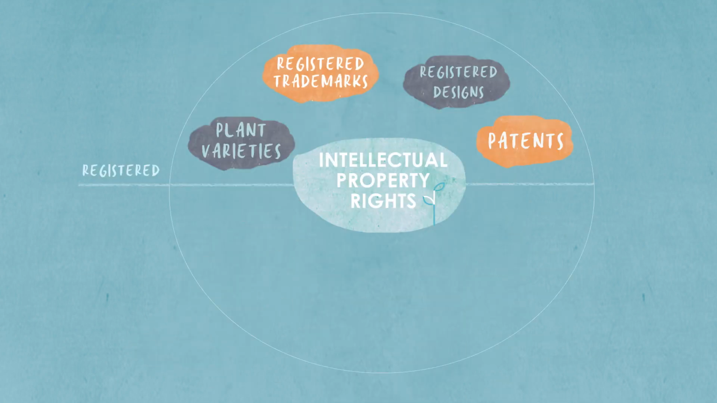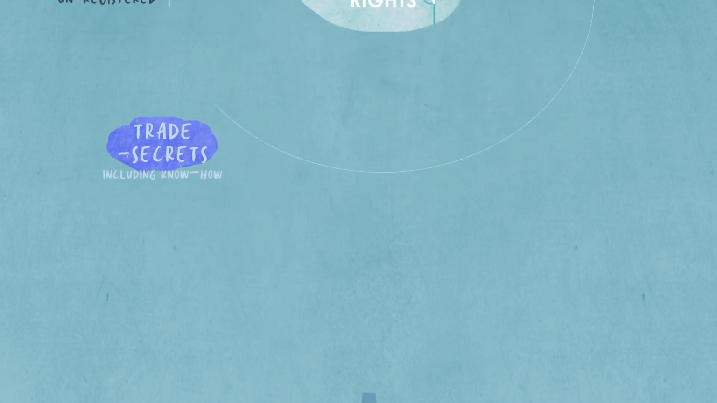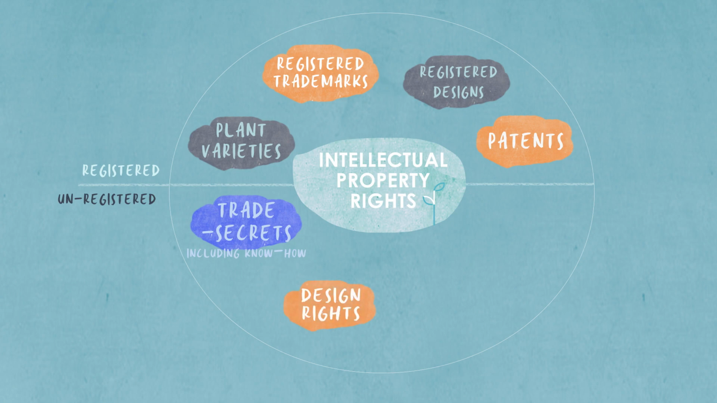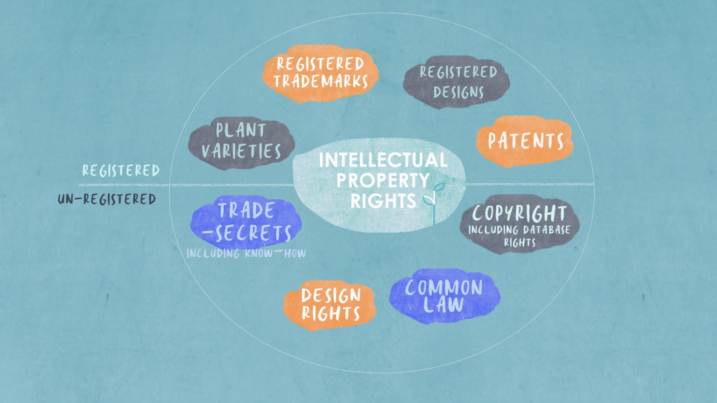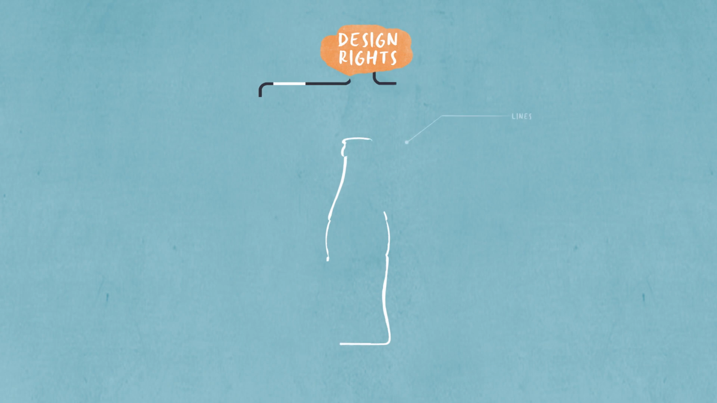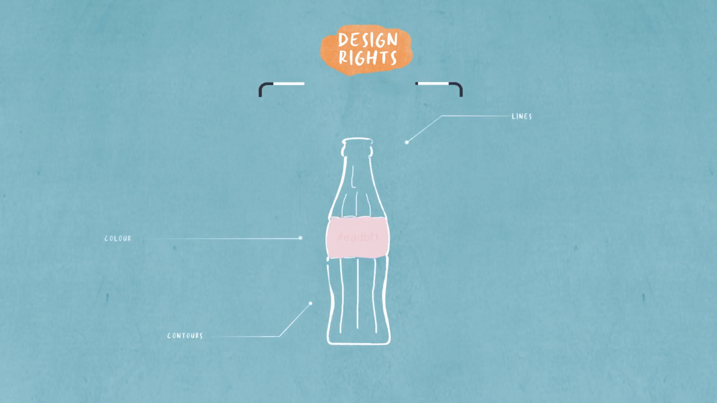The second type of intellectual property rights are unregistered. These include trade secrets, including know-how, things like hidden recipes, design rights, common law, and copyright, including database rights. Design rights protect the appearance of the whole or a part of a product resulting from the features of, in particular, the lines, contours, colour, shape, texture, or materials of the product itself, or its ornamentation.